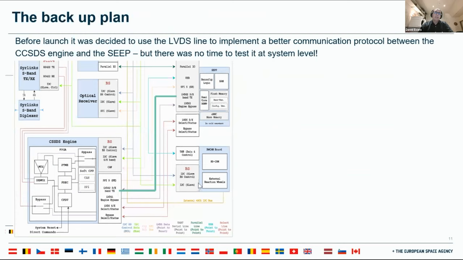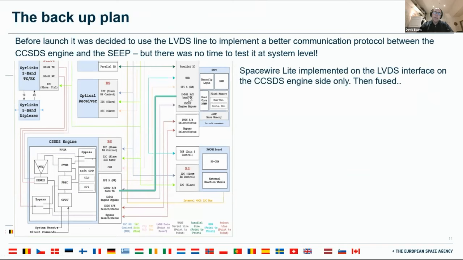So, well, there's another connection. Yeah, there's a connection here between the CCSDS engine and the SEP, and this is based on LVDS. So before we launch, we said, okay, let's implement a system where we can connect the CCSDS engine and the SEP with something better than 150 kilobits per second. And we decided to implement SpaceWire. SpaceWire Lite, in fact, is the version we implemented.